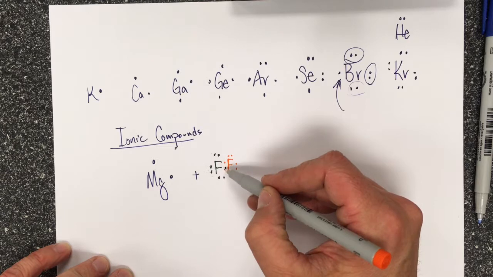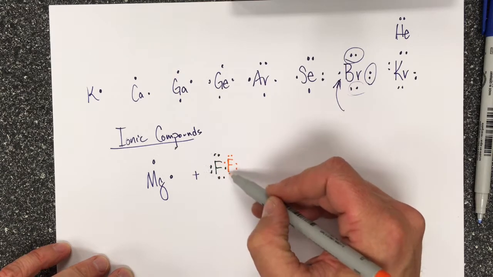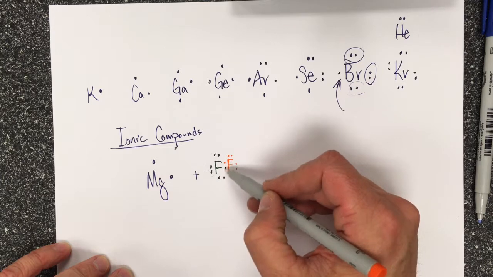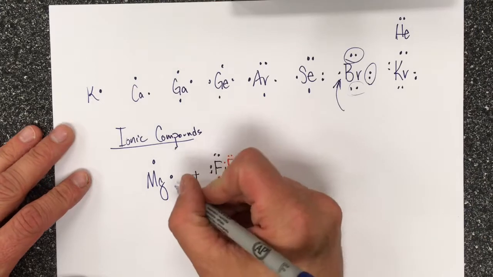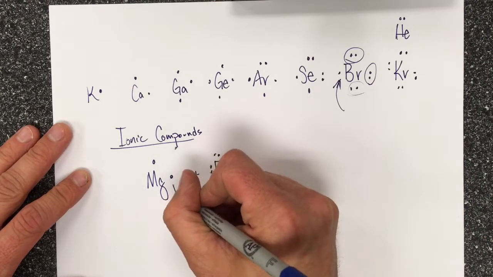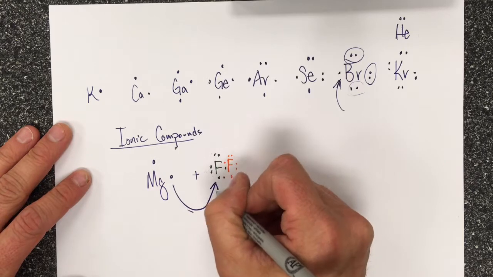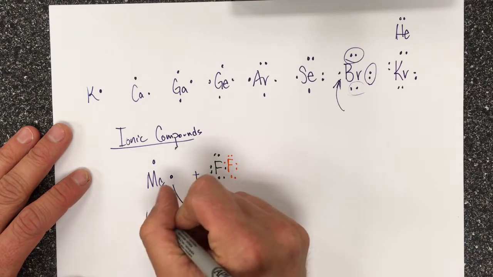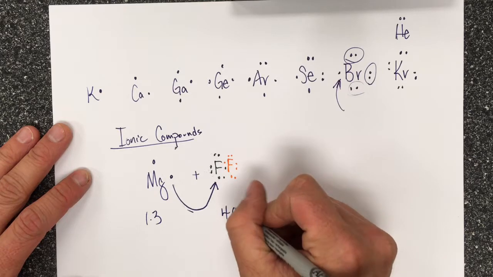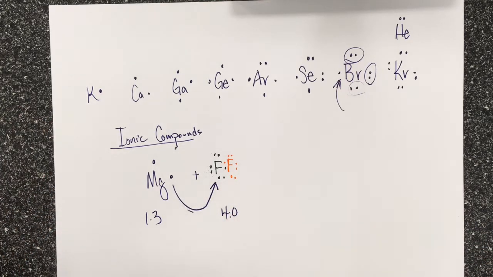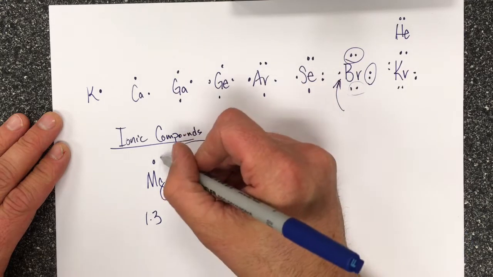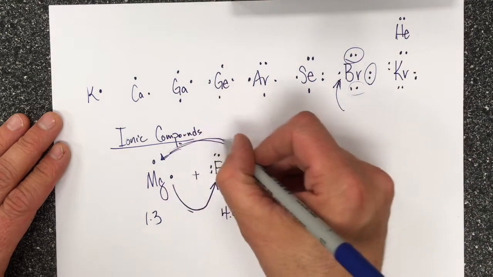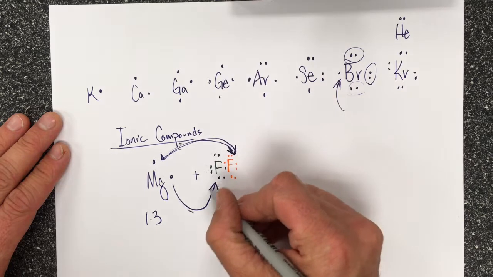This fluorine has 7 of its own plus 1 to make 8. This one has 7 of its own plus 1 to make 8. And this is a covalent bond where the electrons are being shared. But magnesium doesn't really want these electrons. It would rather donate them, because magnesium has an electronegativity of 1.3 and fluorine has an electronegativity of 4.0. Fluorine wants these electrons so badly that it will pull them off of magnesium, and magnesium is not fighting it. It wants to get rid of them. The magnesium will give an electron to the fluorine and to the other fluorine.